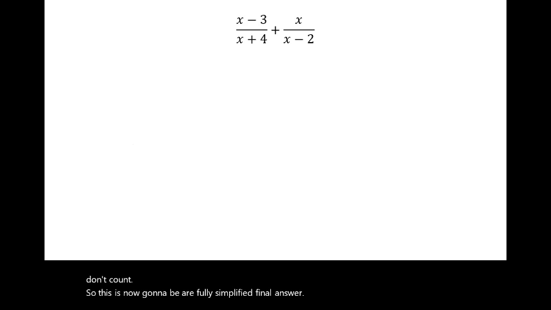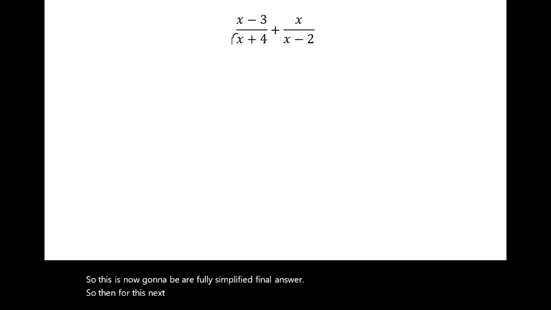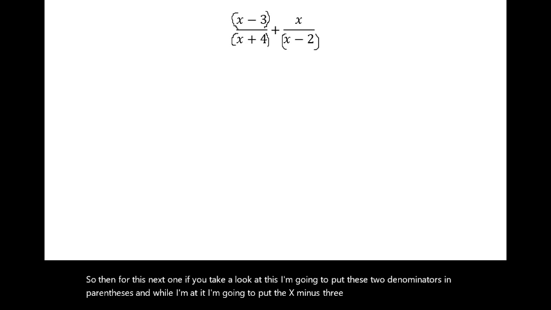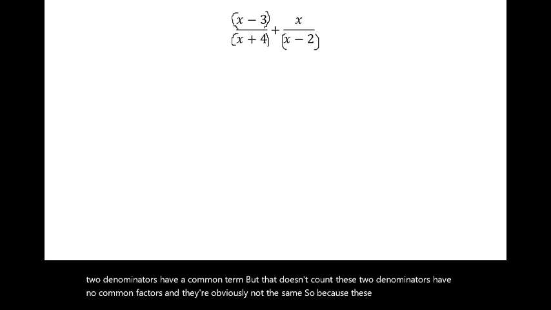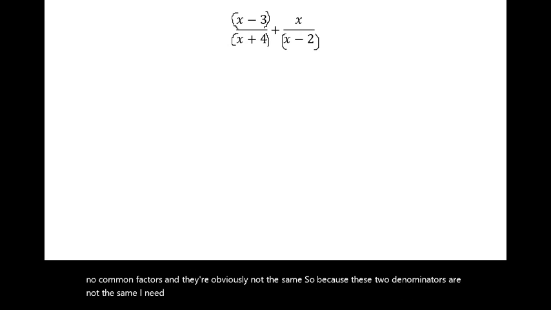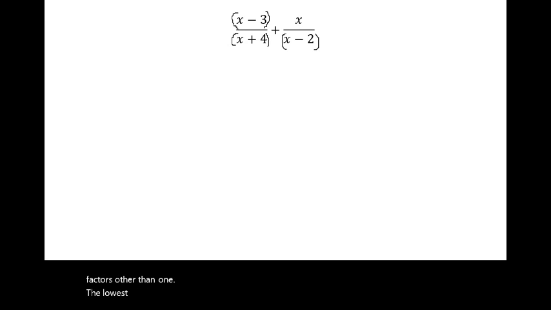So then for this next one, if you take a look at this, I'm going to put these two denominators in parentheses, and while I'm at it, I'm going to put the x minus 3 in parentheses as well. These two denominators have a common term, but that doesn't count. These two denominators have no common factors, and they are obviously not the same. So because these two denominators are not the same, I need to first find a common denominator. And because they have no common factors other than 1, the lowest common denominator is simply going to be their product.